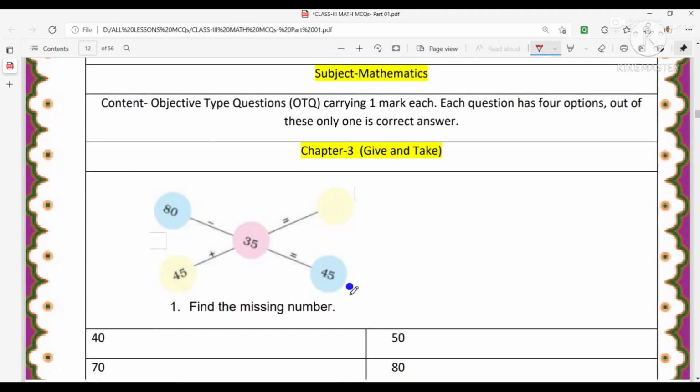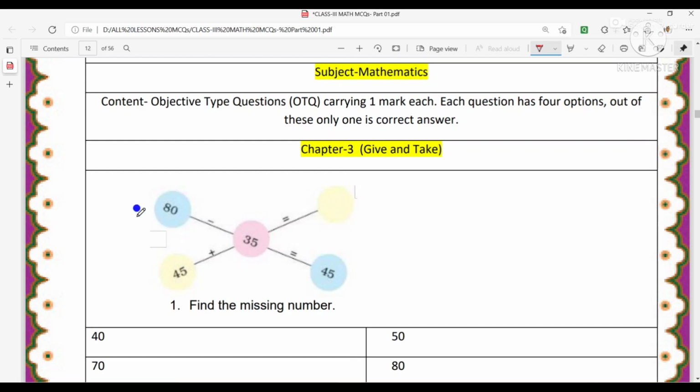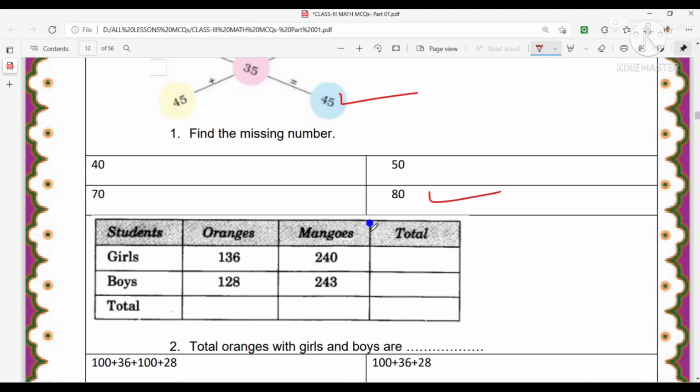Next chapter, give and take. Find the missing number. 80 minus 35 equals 45. This one is correct. Then 45 plus 35 equals 80. Okay.